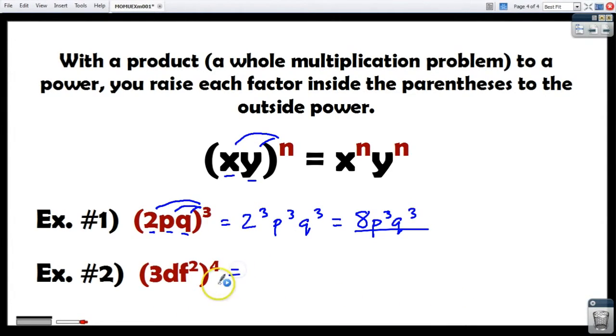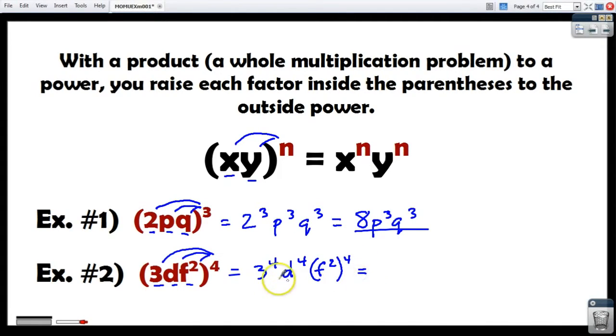What about this one? 3 times d times f to the second. Once again, we're looking at 3 individual factors. So each of those needs to be put to the fourth power. So 3 to the fourth power, d to the fourth power, and then f to the second to the fourth power. And I'm going to leave those parentheses there because I've got a double exponent here.